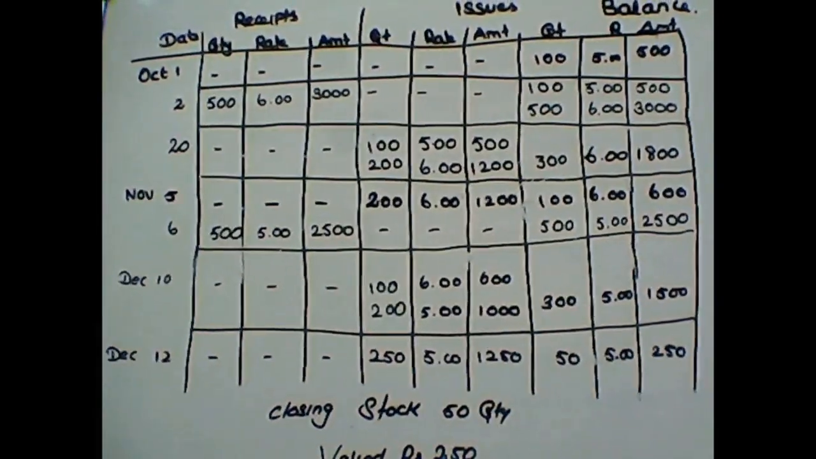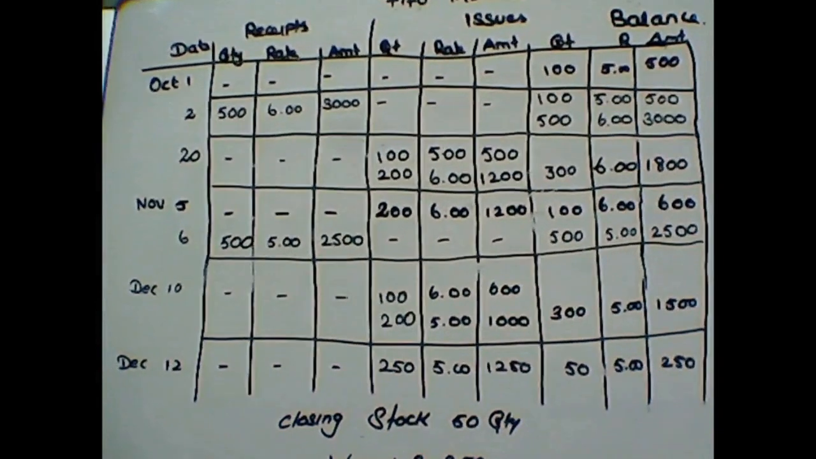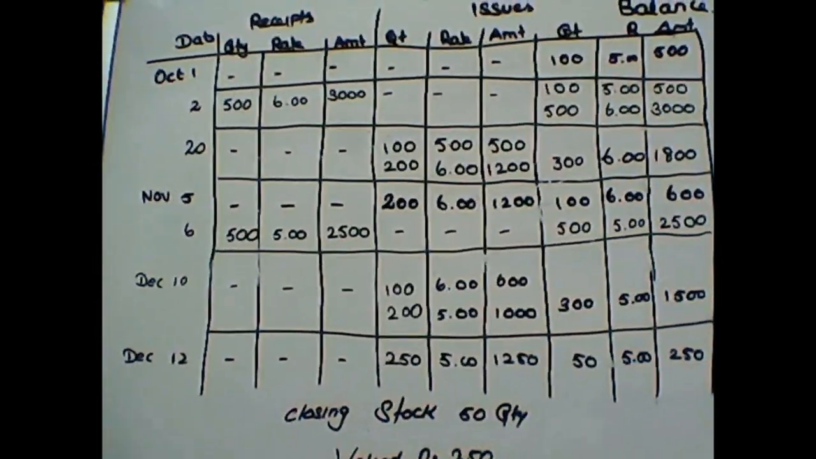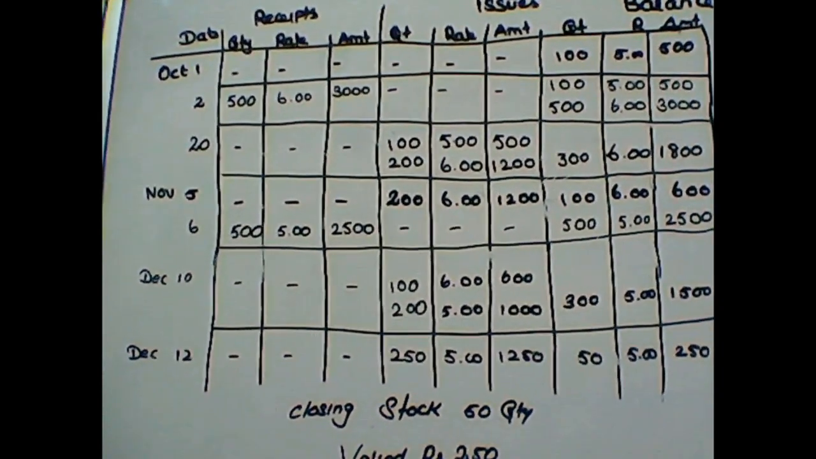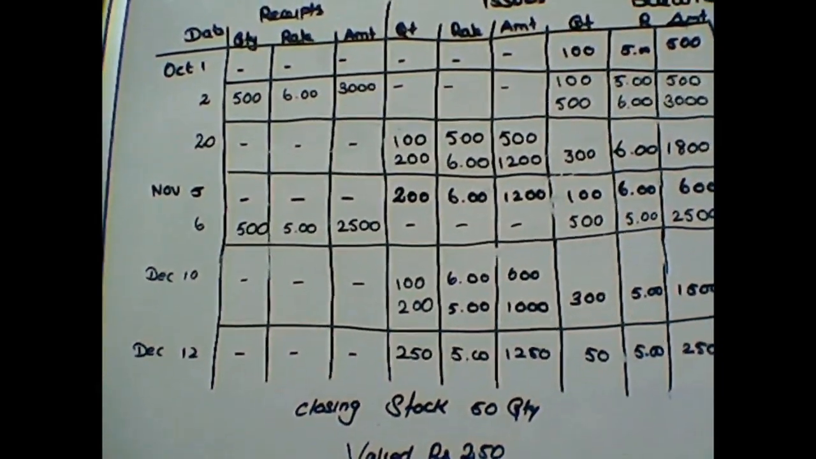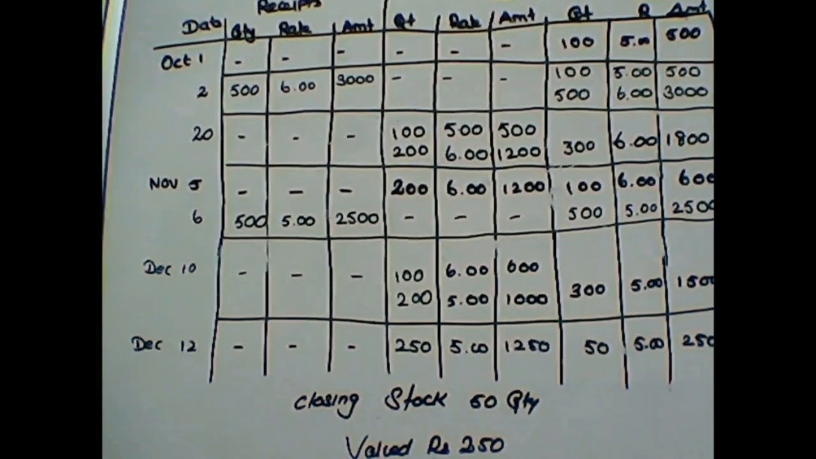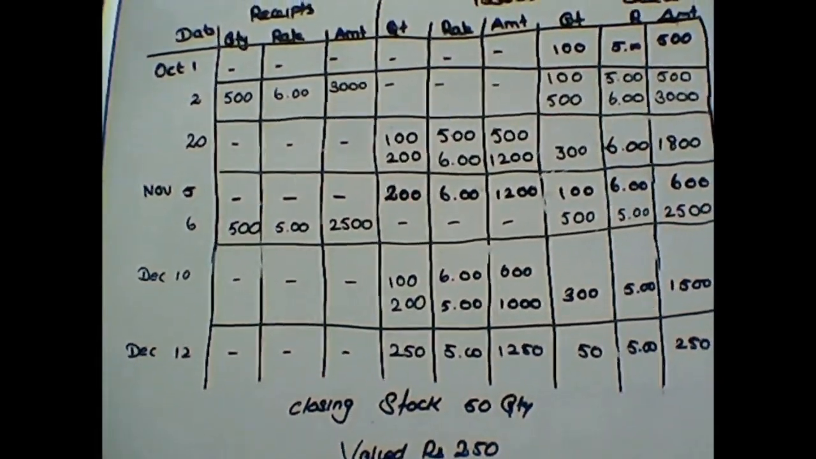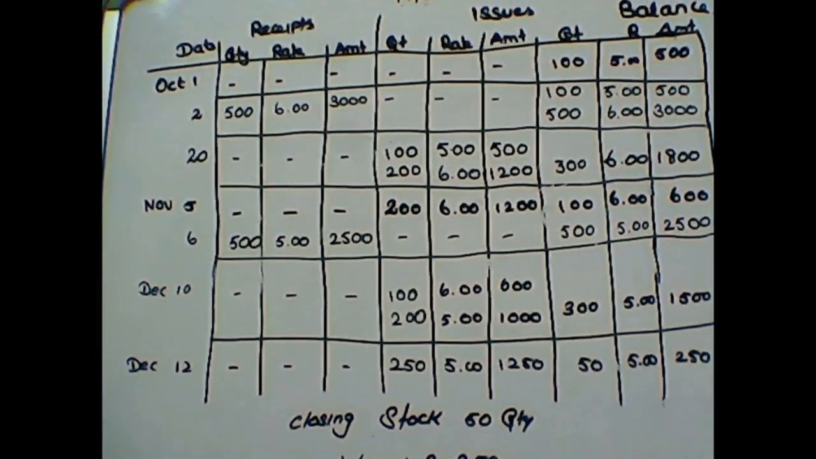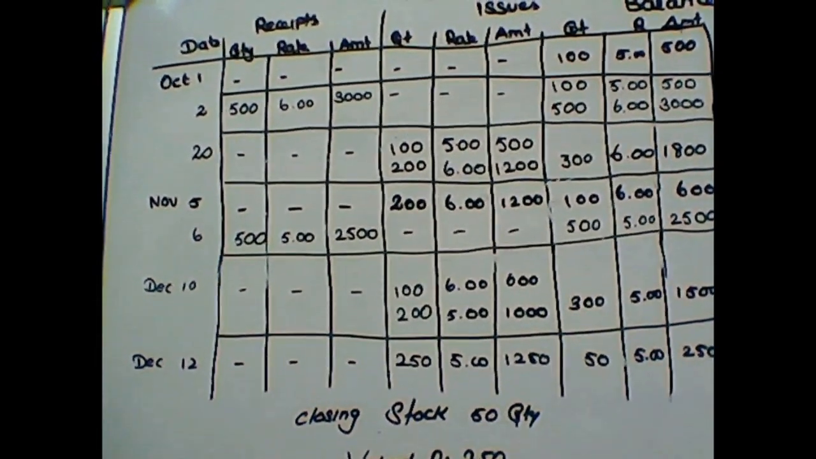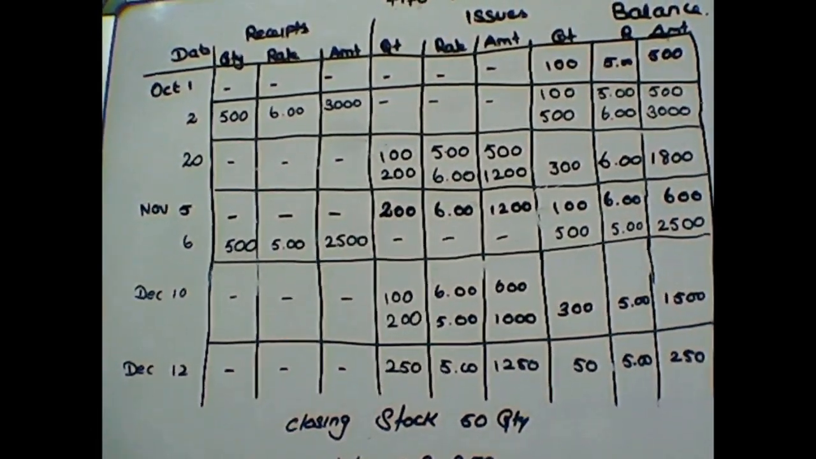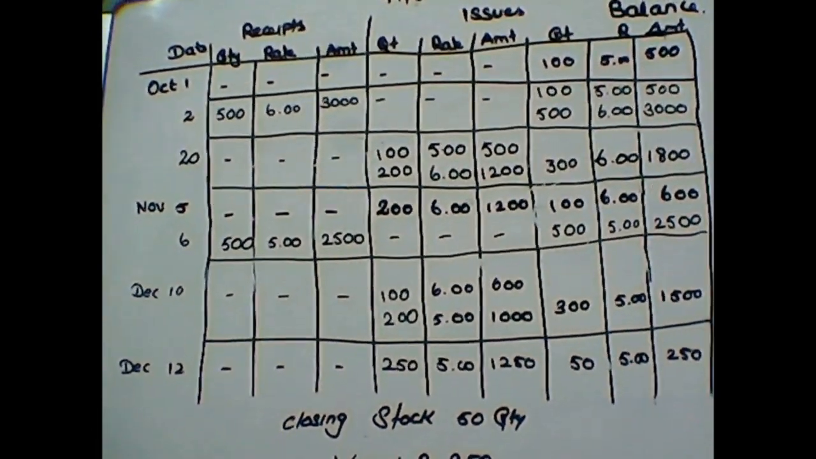So finally I am going to give a summary of this problem. So listen. In the receipt column we have to enter all the receipt items and transfer them to the balance column also, and we have to record the issue items in the issue column. For that we have to deduct the units from the balance column.